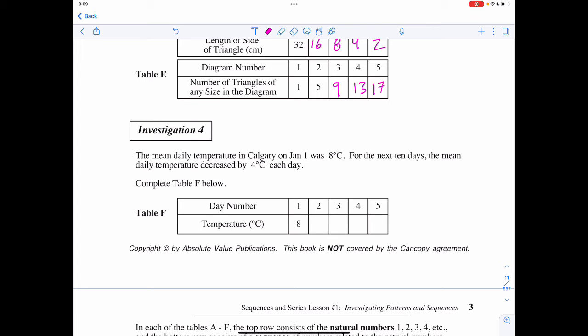For the last case, it says the mean daily temperature in Calgary was 8 degrees on January 1st. For the next 10 days, the daily temperature decreased by 4 degrees each day. So it started at 8 degrees, then it went down to 4 degrees, then 0 degrees, then -4, then -8.